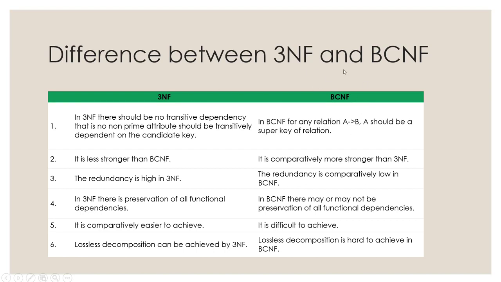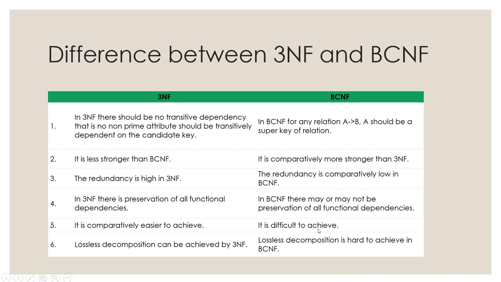So we all know that BCNF is harder to achieve than 3NF. So 3NF is less strong. BCNF is stronger than 3NF. But redundancy is high in 3NF. In BCNF it is a lot lower, pretty much non-existent. But in 3NF, sometimes there's going to be redundancy. So dependency preservation is guaranteed in 3NF, but not in BCNF.